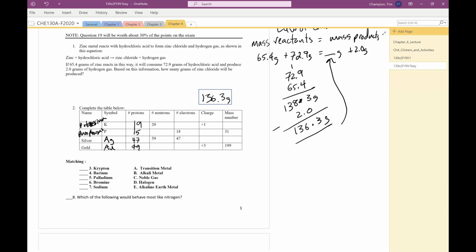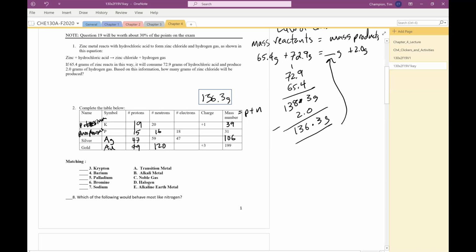All right, so the mass number is just the sum of the protons plus the neutrons. So if I have 19 protons and 20 neutrons in my potassium, that's 39. If I have a mass number of 31, and 15 of those are protons, then I must have 16 neutrons for phosphorus there. Silver, I've got 47 protons and 59 neutrons. So that's 46 plus 60 if I move one over, which makes it 106 mass number. And then with gold here, I've got 79 protons, 199 mass number, so I must have 120 neutrons.